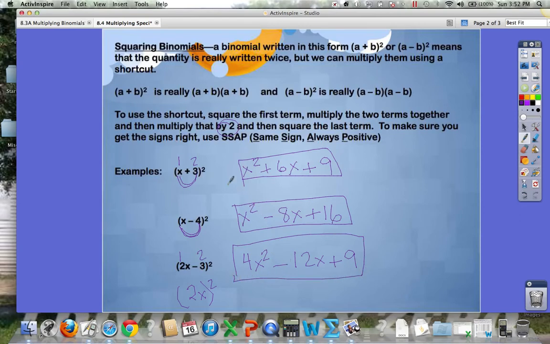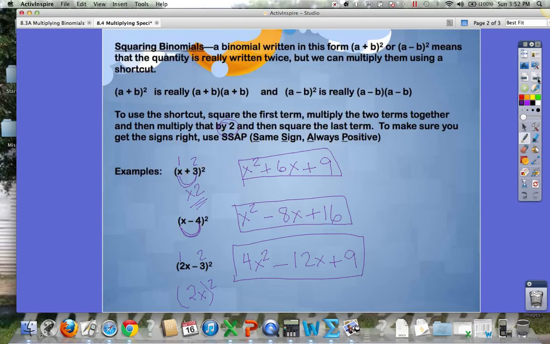So you have to remember the rules. Square the first term. Multiply the two together, and then times the magic number 2. And then square the last term. Now, that's if it's written this way, (x plus 3) squared or (x minus 3) squared. It's just this setup right here. You need to be real familiar with what this looks like. This is a binomial because it's 2 terms squared.